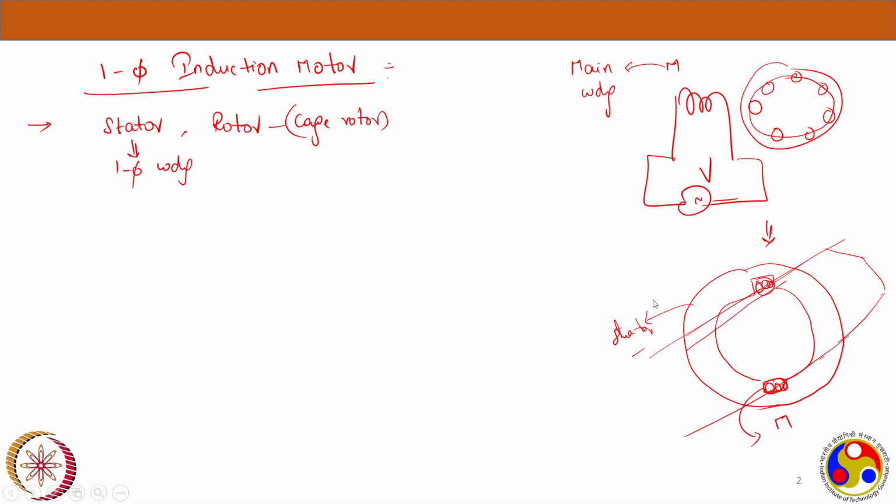So this current will create a field. What is the nature of this particular field? How will the flux be produced when an alternating current is given to a winding? What will be the nature of the flux? We discussed this already in a previous week, I think the fourth or fifth week.